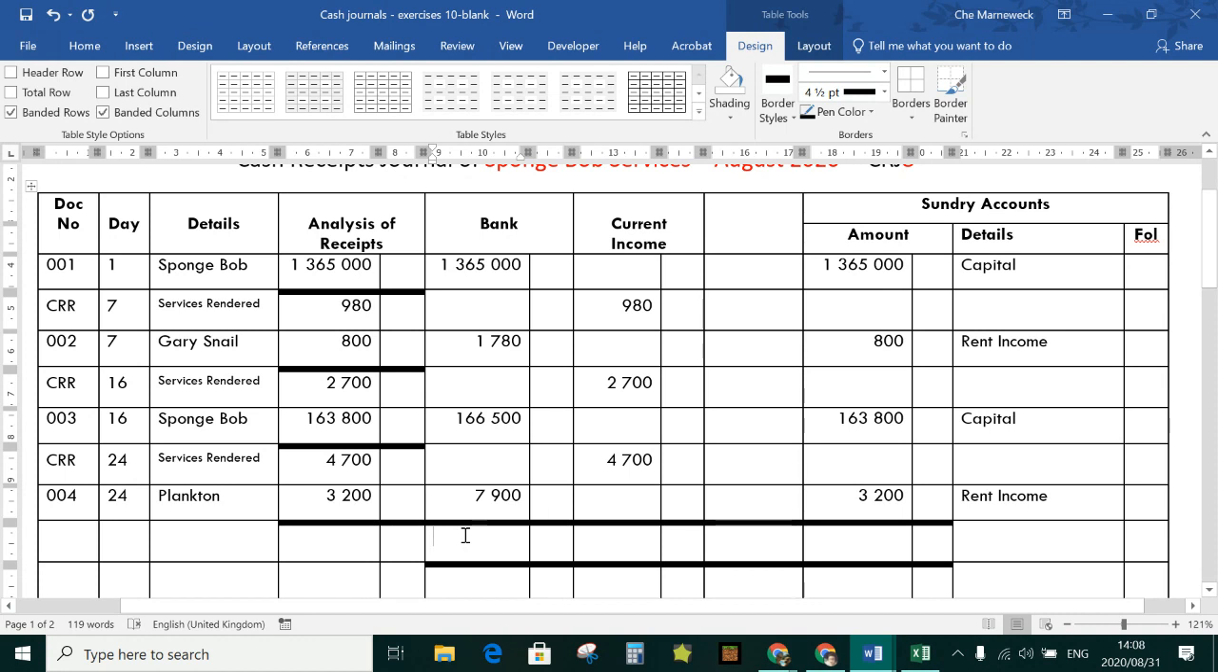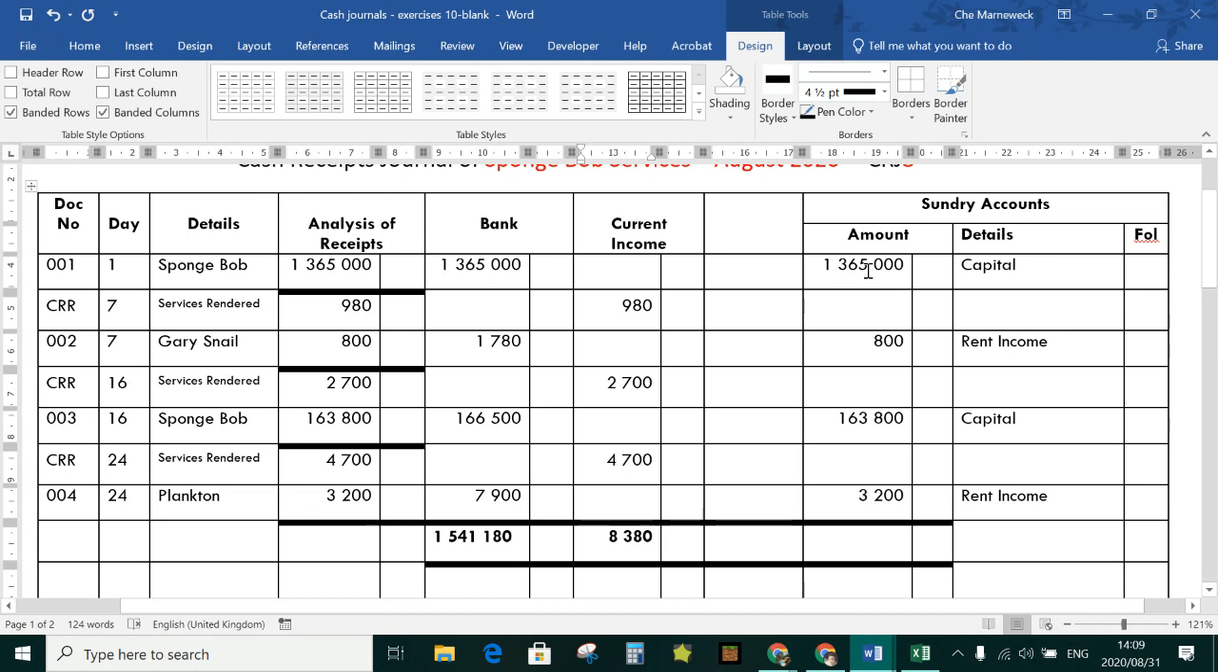So 1,365,000 plus 1,780 plus 166,500 plus 7,900 is 1,541,180. We add 980 plus 2,700 plus 4,700 and we get 8,380.